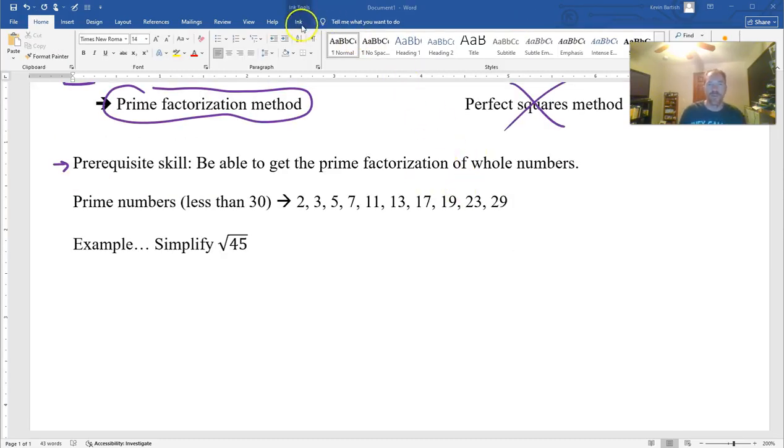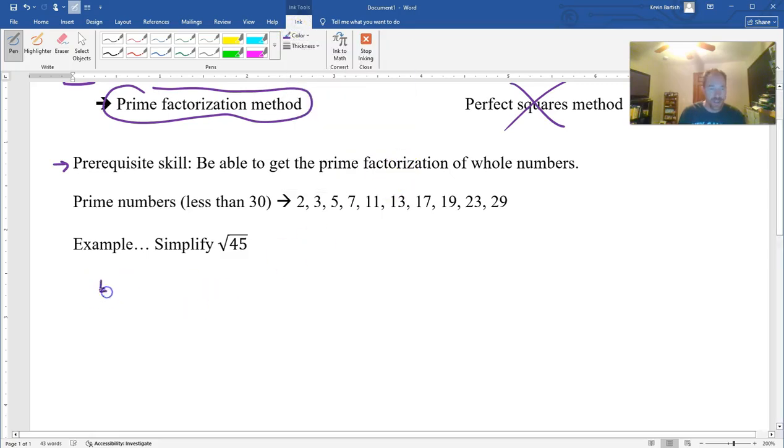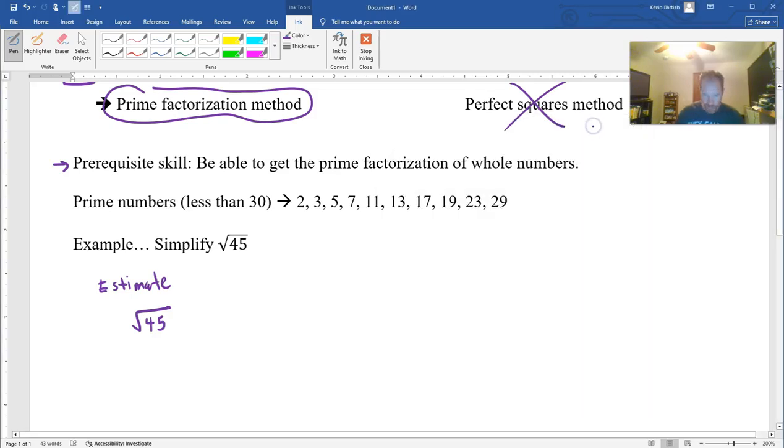Simplify the square root of 45. First of all, what we might want to do is get an estimate and say, what is this approximately? So if I punch this into the calculator, 45 square root, we're getting 6.708 approximately. I'll jot down a few of those digits, 6.708. But that's an estimate. That's an approximate value.